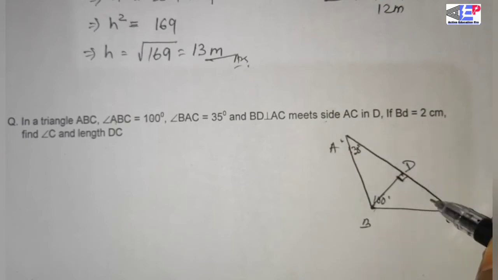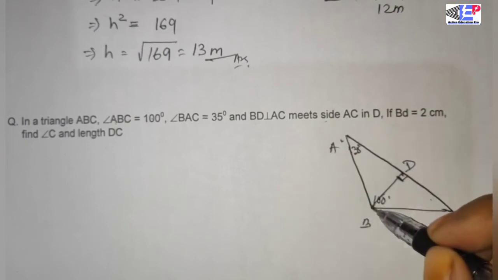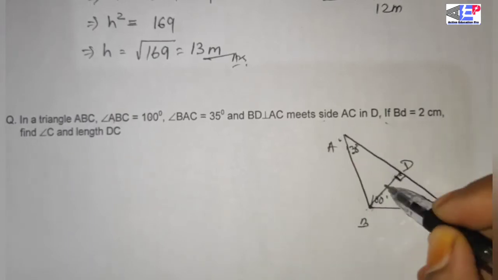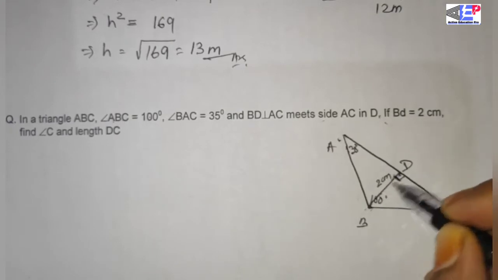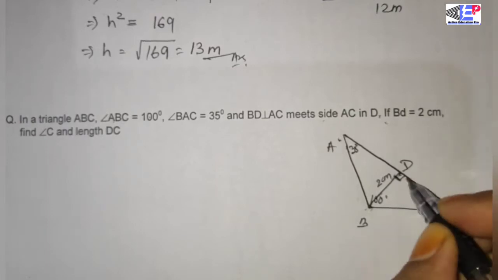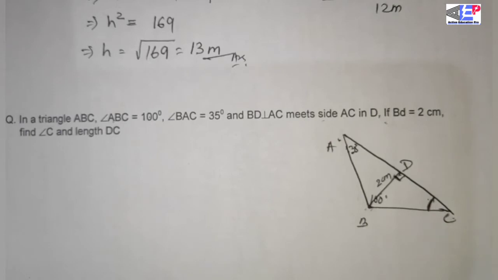D is a point on AC, and if you join the points B and D, BD is perpendicular to AC. If BD is equal to 2 cm, now this BD is 2 cm. So find angle C and length DC. Angle C means this angle. We have to find out this angle, and DC, this side. So first look here.